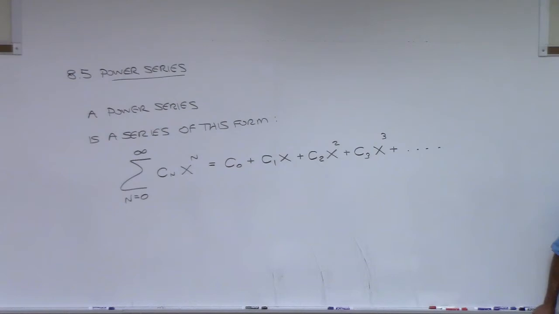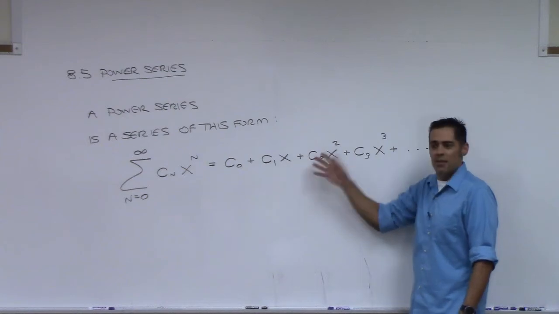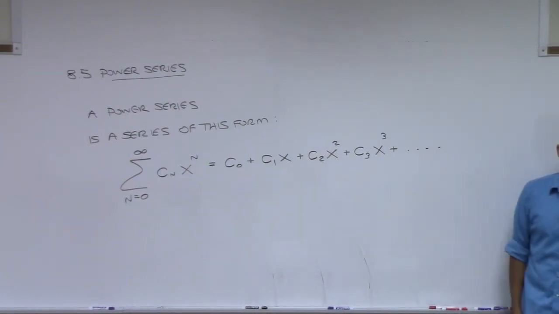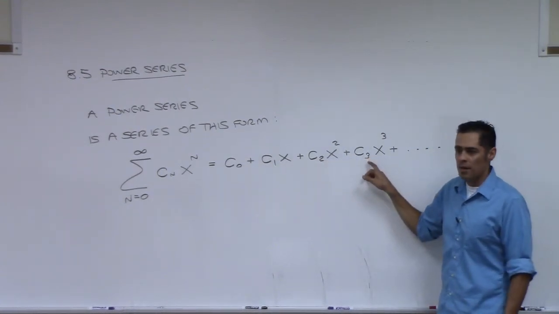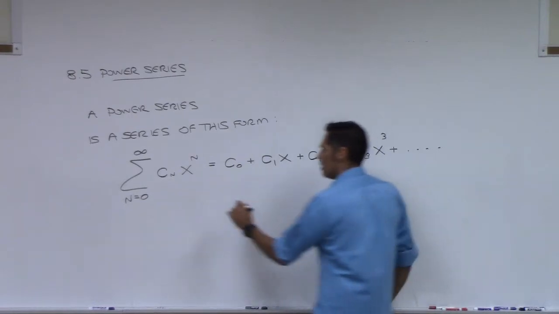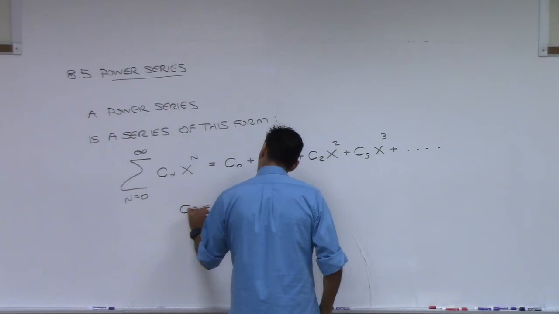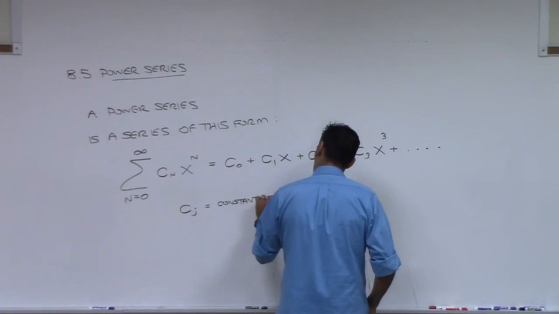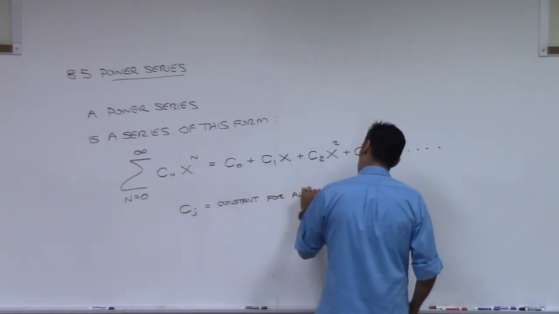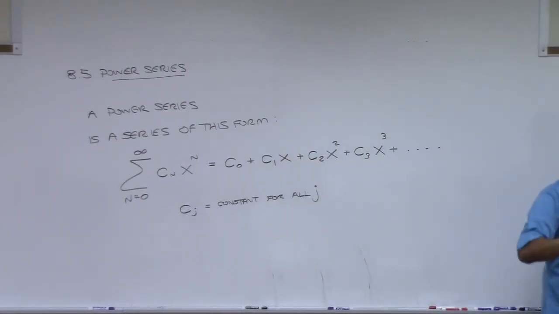That's a power series. They call it a power series because it is a series of powers of x, right? Each of these c's, c sub 0, c sub 1, c sub 2, c sub 3, all of those are just constants. So I'm going to put here c sub j equals a constant for all j. So each of these guys is a constant. They could all be the same. They could all be different. All right? Just depends.